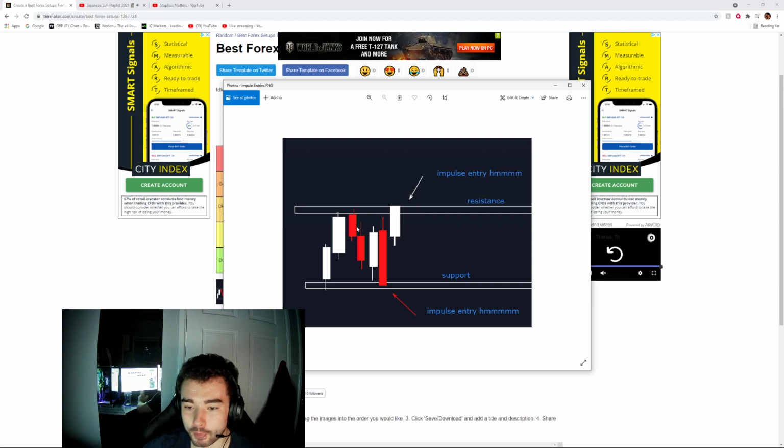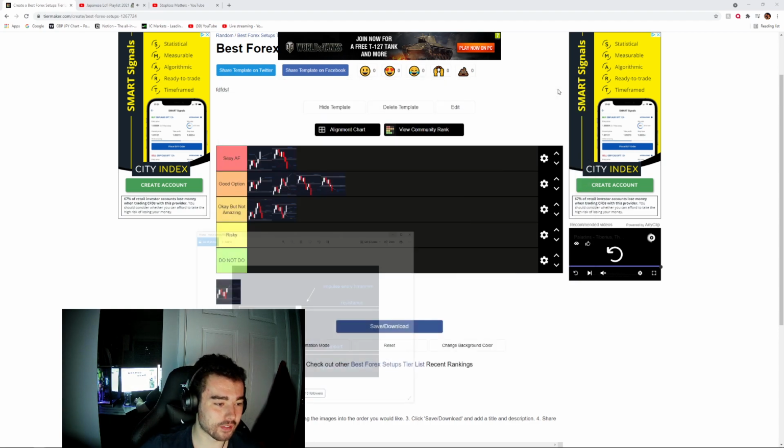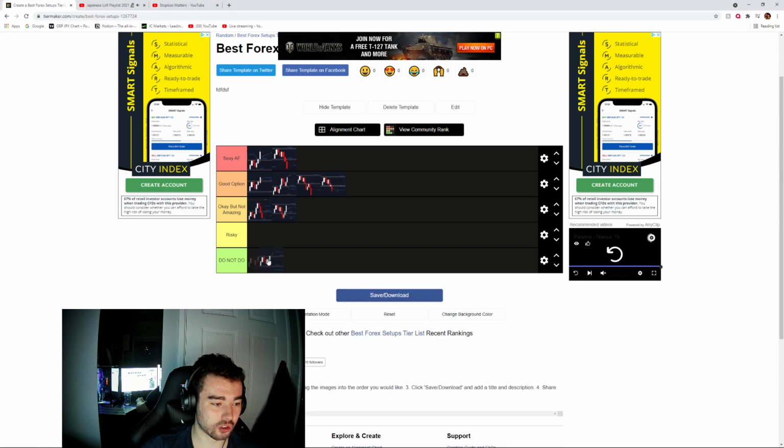It's a very, very impulsive emotional one, because basically when you're trying to get in here, it shows me that you are wanting to get into the trade because you're worried you're going to miss the move. It shows FOMO on both sides. So not the best option at all. I would never take this. So this goes in a do not do.